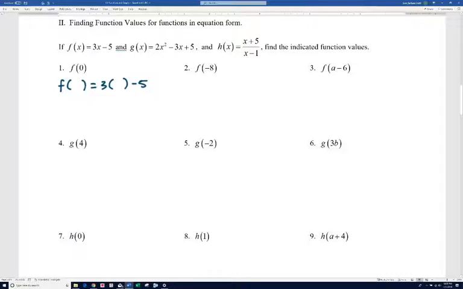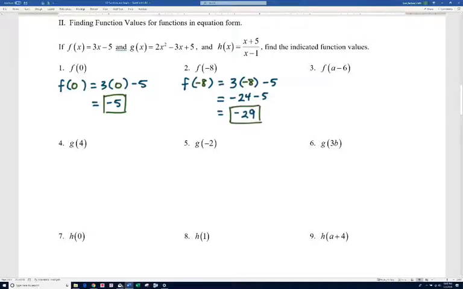And so now I want to plug in my input of 0, and I replace each x, or each parenthesis, with 0. And so our input is 0, and if we simplify the right side, we get our output. Well, that's going to be negative 5. 0 minus 5 is negative 5. And so on number 2, I can do the same thing. I'll go ahead and make a shell, and this time we're plugging in negative 8. And so on the right side, we're going to get negative 24 minus 5, which is negative 29.